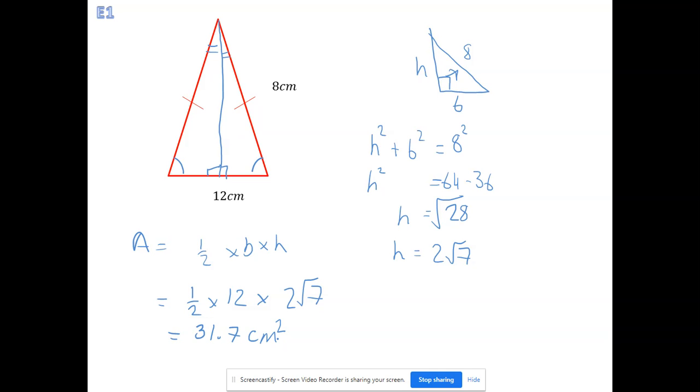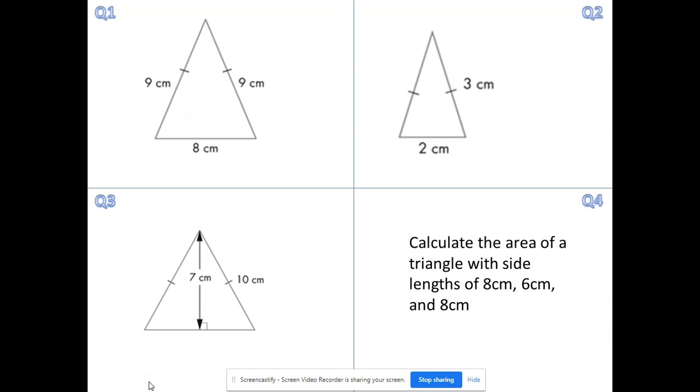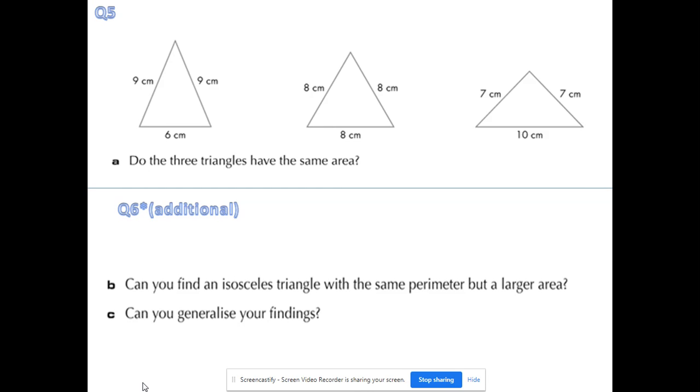So what I'd like you to do is go on and do these other questions. There's 5 questions to do. Once you get to question 6, it's obviously additional work. It's just saying, can you find an isosceles triangle with the same perimeter but a larger area? And can you generalize your finding? So it'll be interesting to see if any of you can come up with something about B and C. Don't worry if you can't do that, that's just additional work.